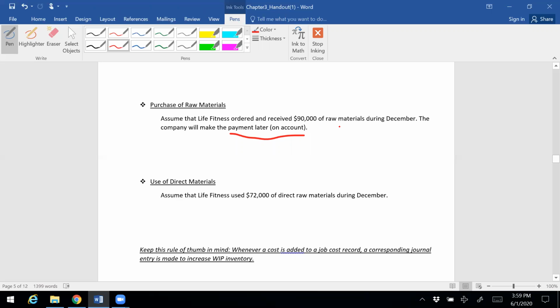So we increase our raw material. Our raw material is our asset, right? We debit our assets when we increase, and then we credit our liability when we increase our liability. You can just put direct material; raw material or direct material doesn't really matter. We have direct material, and then we have accounts payable $90,000.